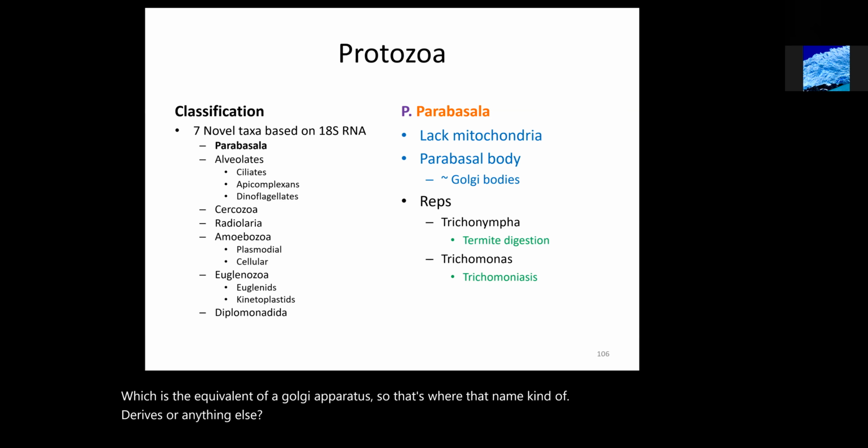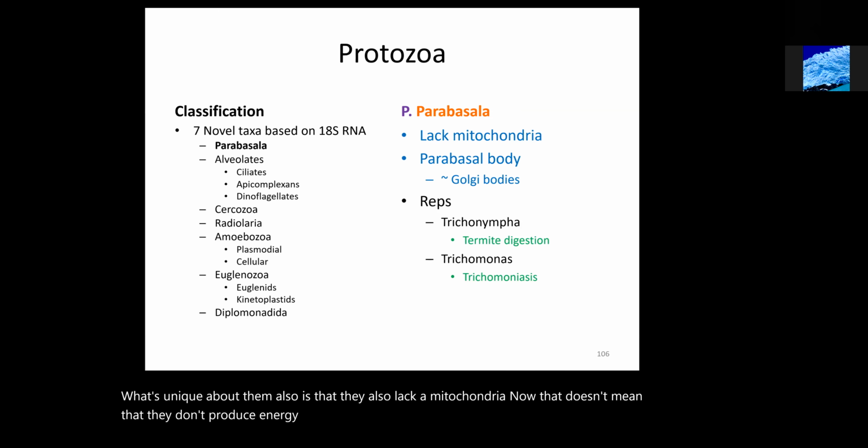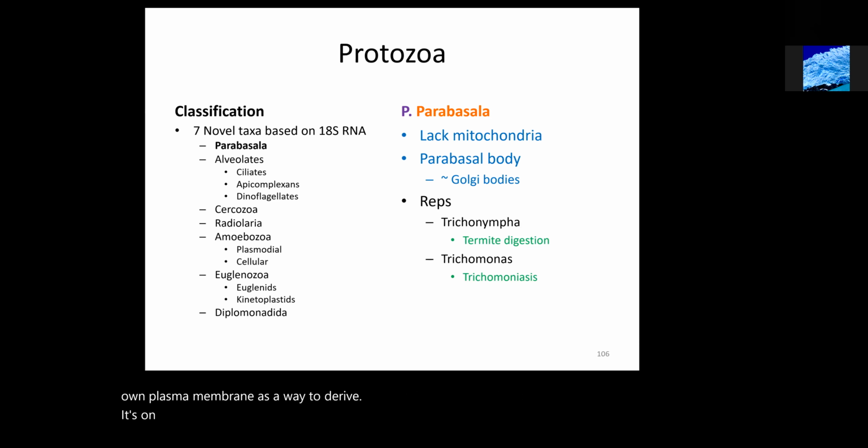Now, what's unique about them also is that they lack a mitochondrium. That doesn't mean that they don't produce energy. That's not usually what it means. What it means is it can use its own plasma membrane as a way to derive its own energy. So it uses its own pieces rather than a separate organelle to do so.